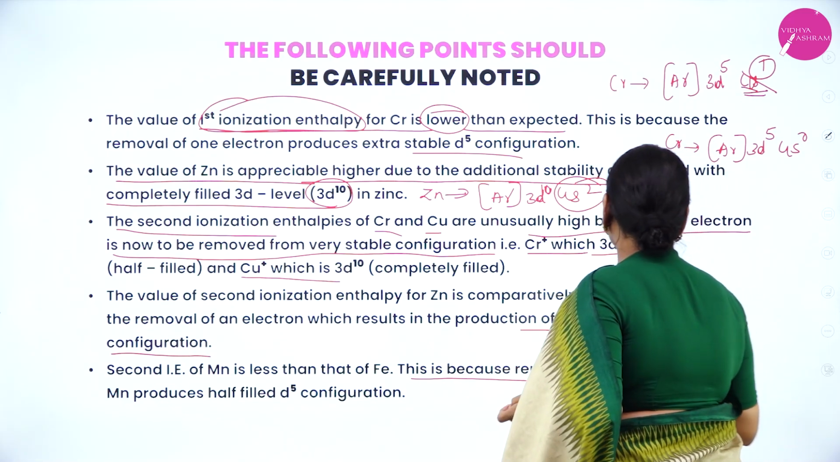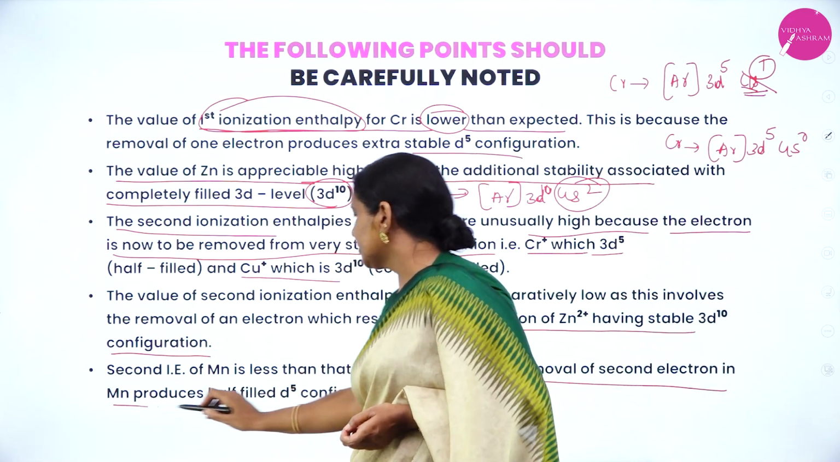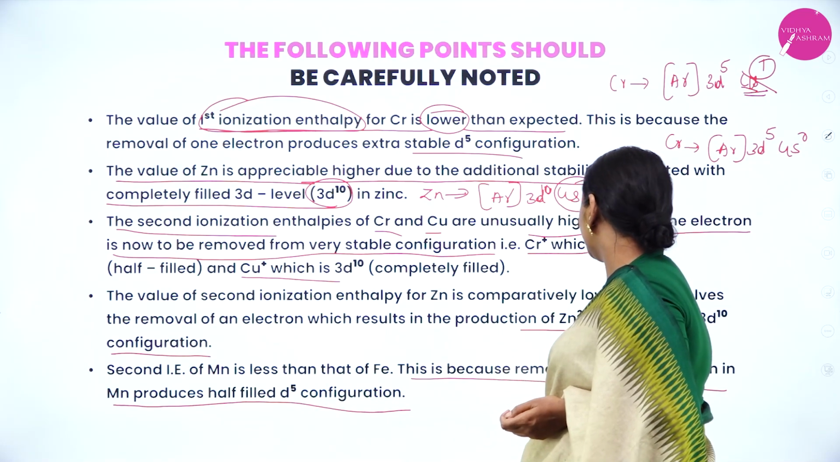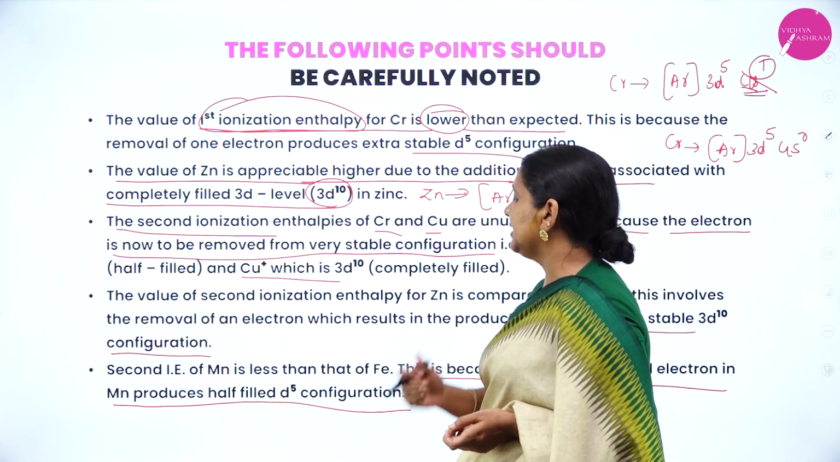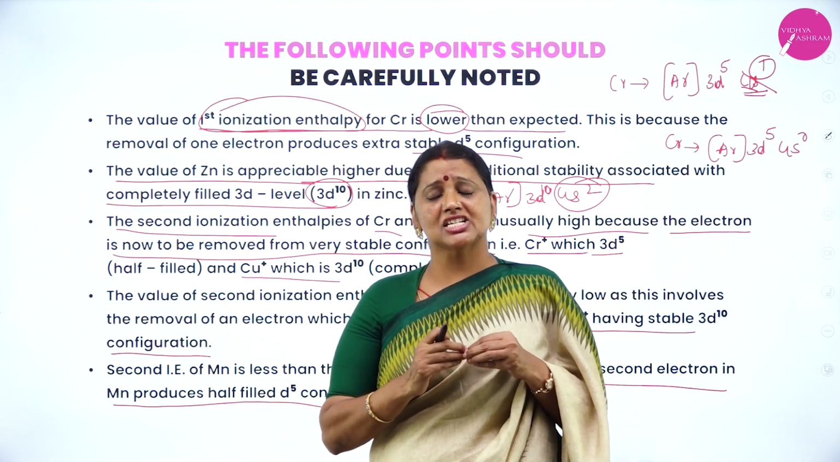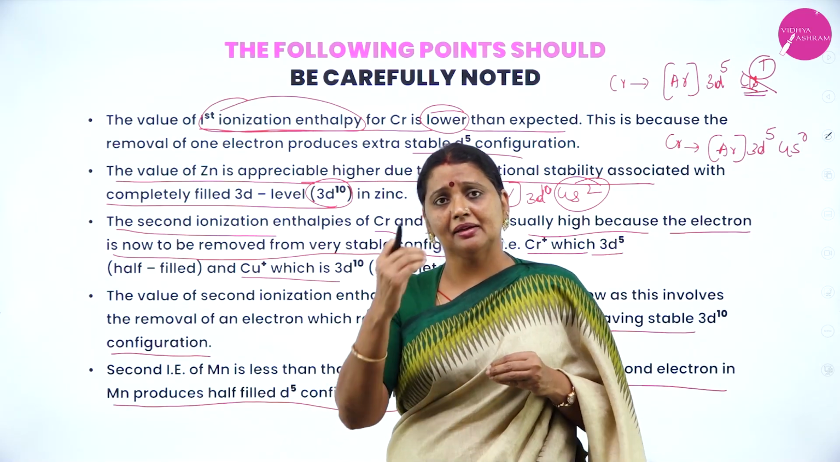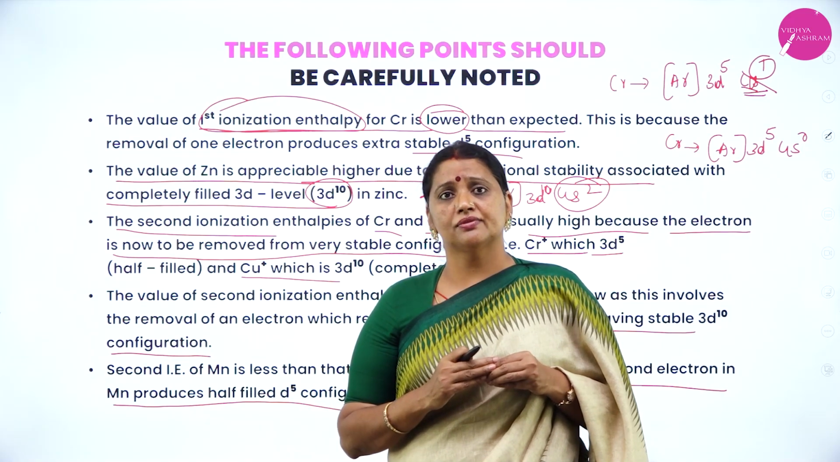Similarly, the second ionization energy of manganese is less than that of iron. This is because removal of the second electron in manganese produces a half-filled d5 configuration. Therefore, ionization energies become low when the elements attain d5 configuration.